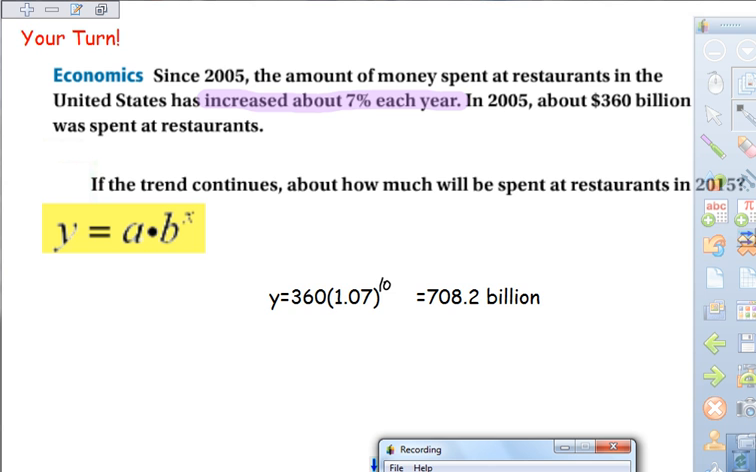Here is our solution. We get 708.2, but in the word problem, this 360 actually stands for billion, so that would be billion.